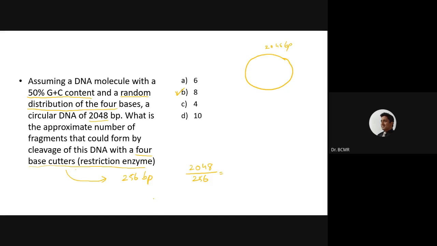Again, if you have confusion, it is a 4-base cutter. Theoretically, provided 50% GC content and random distribution, it would cut approximately once every 256 base pairs. I have taken the total length of the DNA and divided it by 256. The question is about how many fragments it would generate, and from the options, this is the most reasonable answer. Therefore, I chose that. I hope you understood it.